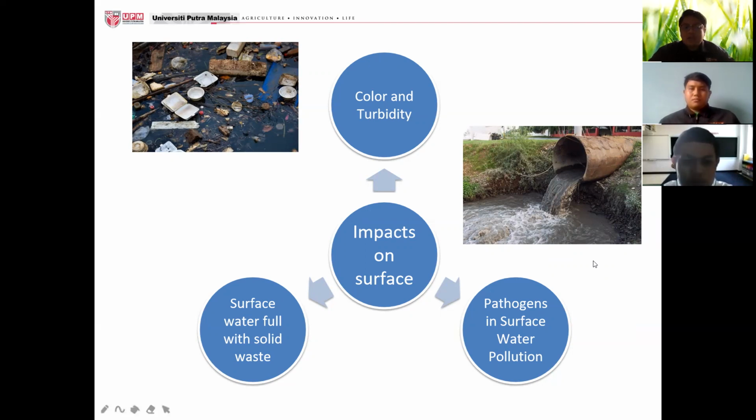So the last one is surface water full of solid waste. As you can see from the picture above, there is a lot of solid waste, especially from our water waste and from our food waste. So with the significant amount of waste on the surface of the river, it will decrease the oxygen absorbed by the living things that live in the river. So it will lead to the living things dying.